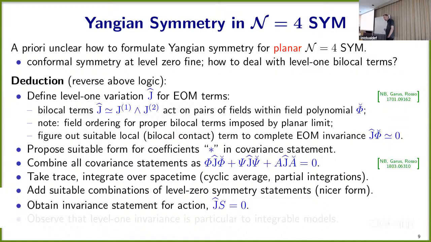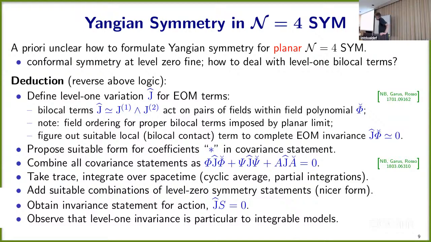We can also add some level 0 symmetry statements, because we also know that level 0 symmetries are there, so that it can give us a nicer form. But in that way, we obtained an invariance statement for the action. And that statement is a procedural way to act on the action and get something out. And if that is 0, we could then argue that the model is Yangian invariant. If it's not 0, it's not.